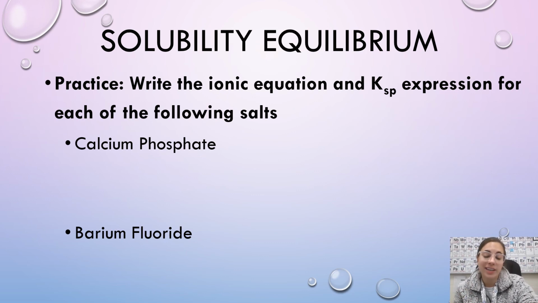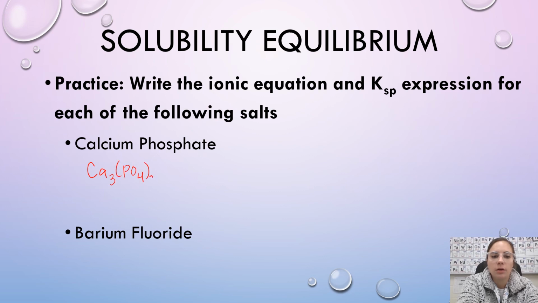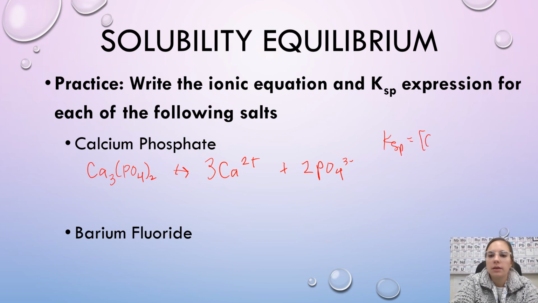Obviously, if we're given a name, we've got to write the formula first. So calcium is +2, phosphate is -3. So Ca3(PO4)2. So that is going to dissociate into 3 calcium ions and 2 phosphate ions. So then the Ksp is the concentration of calcium cubed times the concentration of phosphate squared.